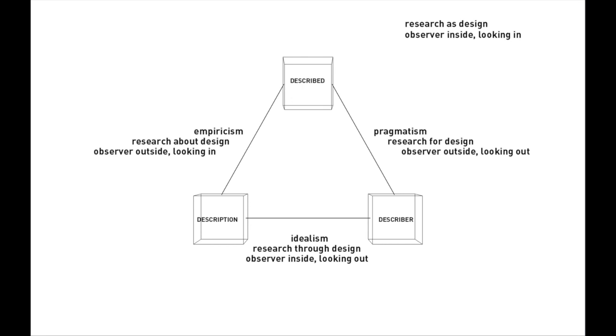And I would argue that these three edges of the triangle prefer certain modes of evaluation. Empiricist inquiry is evaluated in terms of predictability. Does a description allow us to predict something described? Along the pragmatist edge, the criterion is utility. True is what works. And along the idealist edge, the criterion is meaningfulness. Is there a point to it?